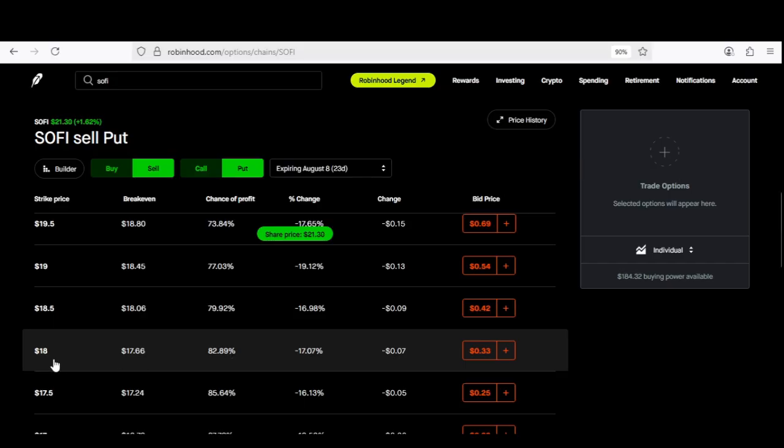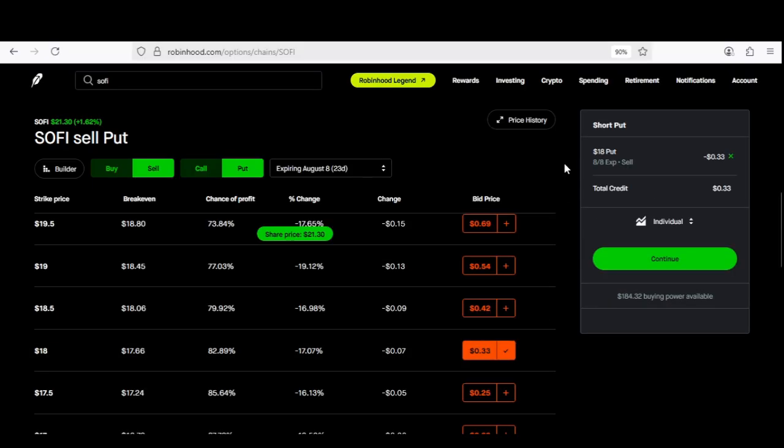In addition to the $18 strike and a high chance of me winning this trade, I'm going to be paid. The amount I'm going to be paid is 0.33, or $33. This 33 cents in the real world works out to be $33, simply because each option contract is multiplied by 100 shares. We're going to click that, and there you have it.